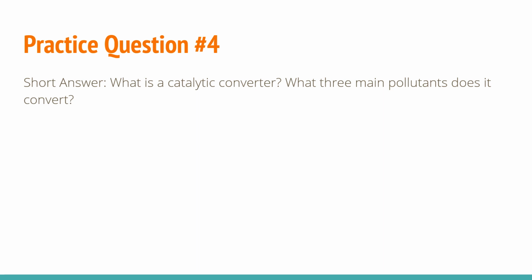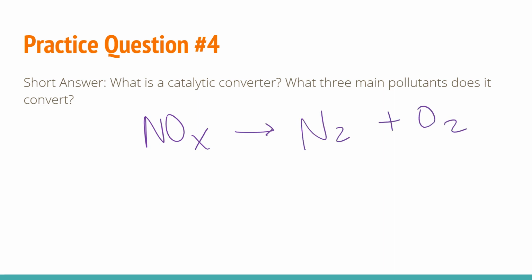Practice question number 4. This is the last one. Short answer. What is a catalytic converter and what are the 3 main pollutants it converts? So a catalytic converter is that machinery or equipment in your car, somewhere between the engine and the exhaust pipe, that will convert the 3 main pollutants into something less toxic. So the first one was to convert the NOx's, right? So that one went into nitrogen and oxygen, which we liked because both of them are in our atmosphere already. The second one was to convert carbon monoxide.